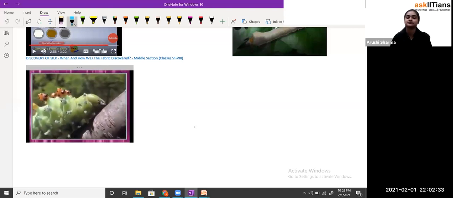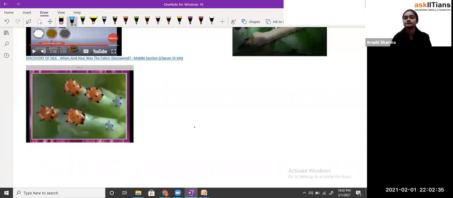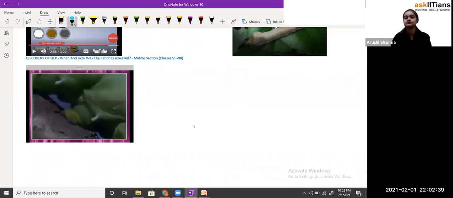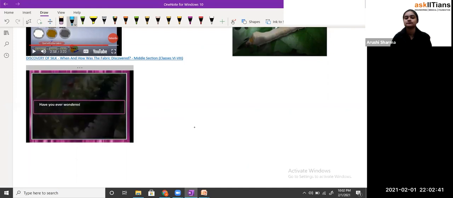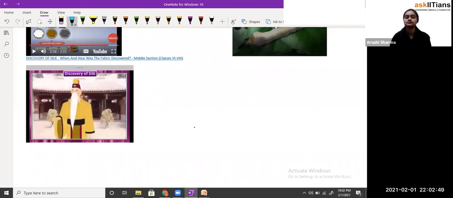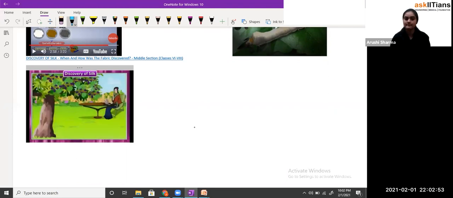Silk is obtained from silkworms, which are cultured on commercial scale to obtain silk. But have you ever wondered how this fiber was discovered 5,000 years back by mankind? According to an old Chinese legend, silk was discovered by a Chinese empress.